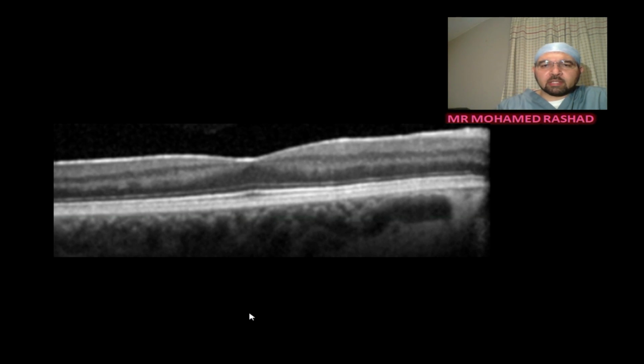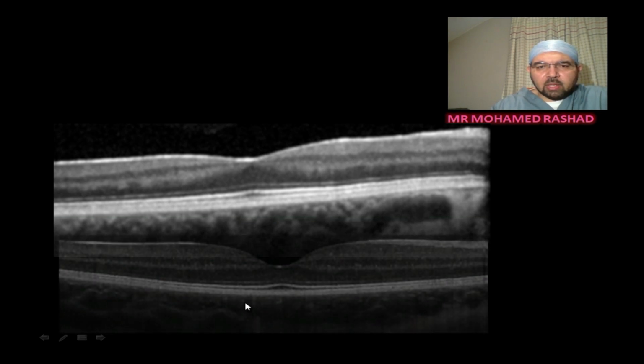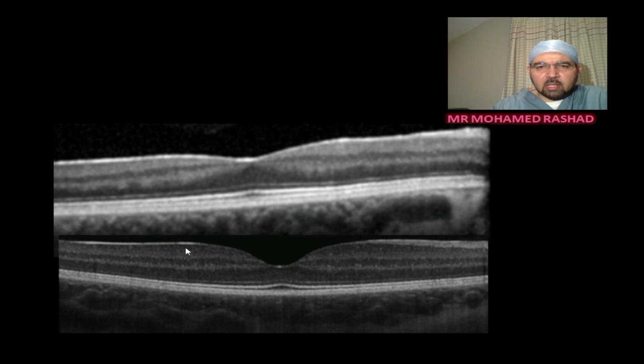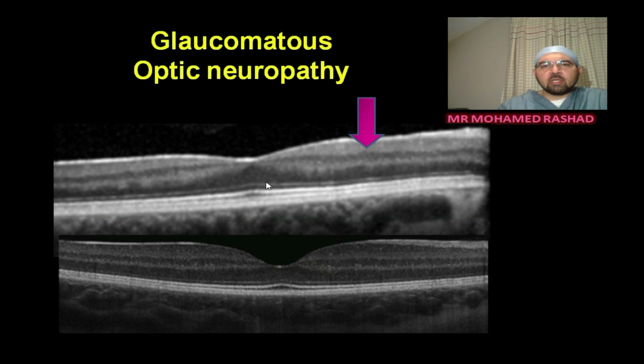The other thing is, is there any abnormality here that you can identify? Here, this is the normal scan down here, and this is the abnormality. There is thinning of the ganglion cell layer here. So this can happen with glaucomatous optic neuropathy or other neuropathies.